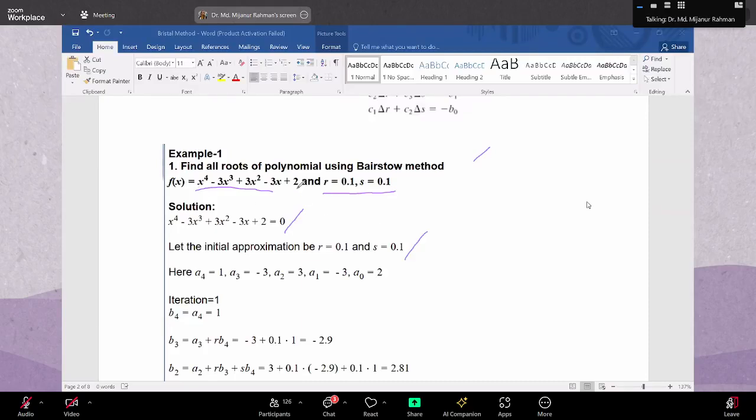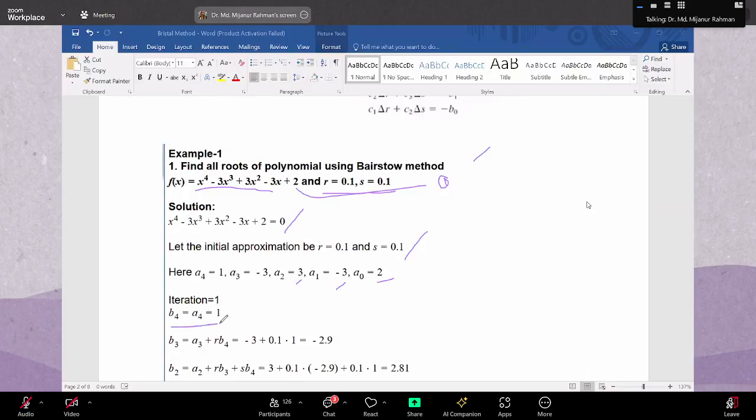From this equation, if we consider this as equation number 1, then a4 equal to 1. Very simply, we can determine from here a3 equal to minus 3, a2 equal to 3, a1 equal to minus 3, and a0 equal to 2. So, first iteration.